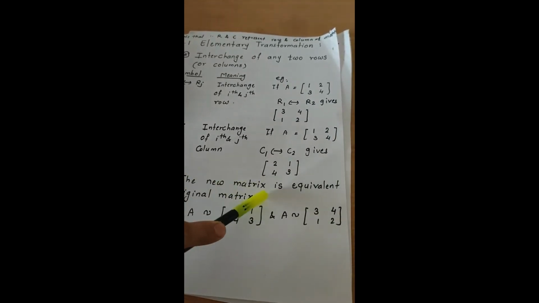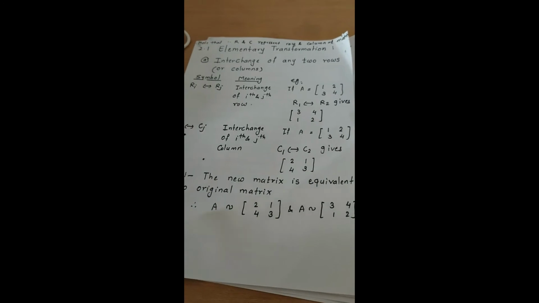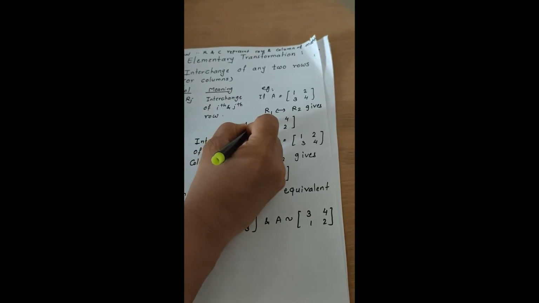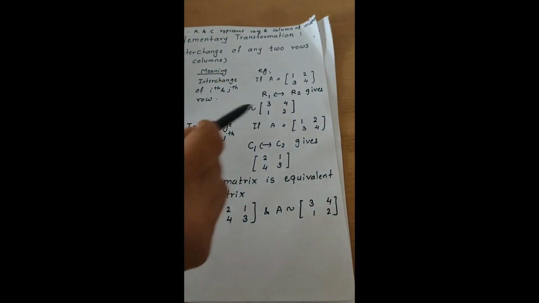Here note that after an elementary transformation, the new matrix we get is equivalent to the original matrix. Therefore, the new matrix can be written as A equivalent to the new matrix.